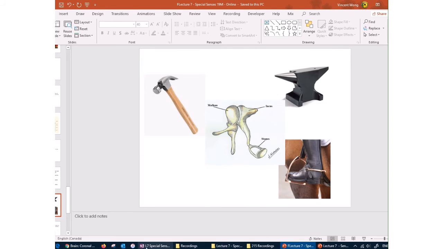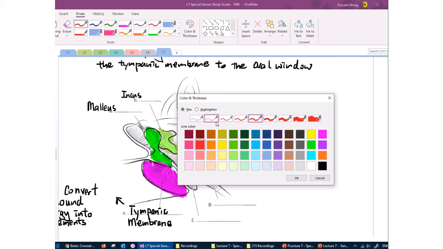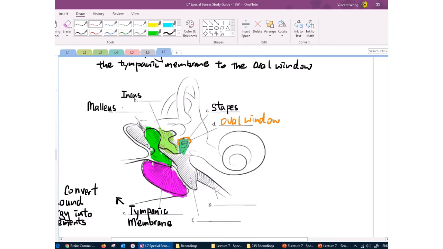So let's label that in the diagram. We have the malleus, which is also known as the hammer, right? Hammer, and this one is also known as the anvil, and this is also known as stirrup. Okay.